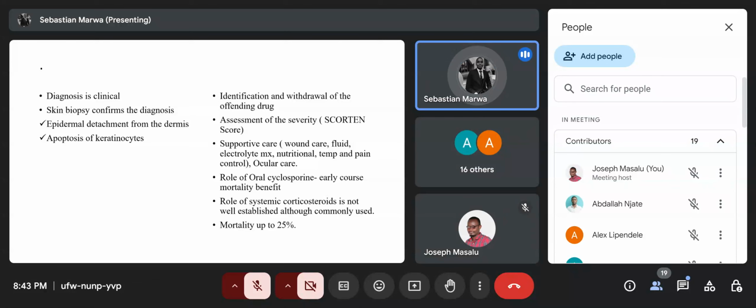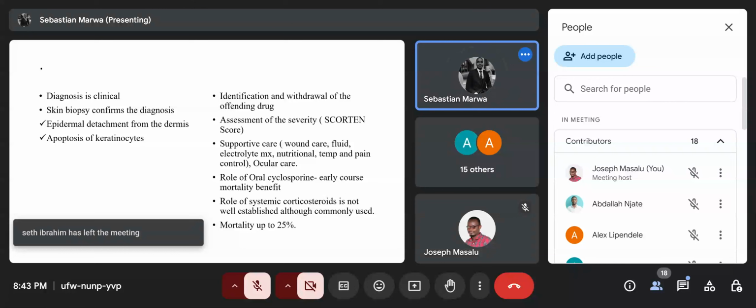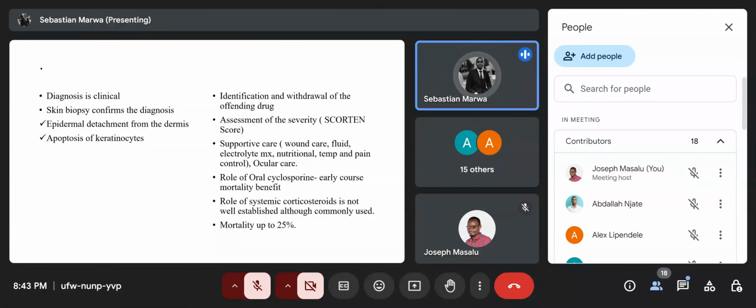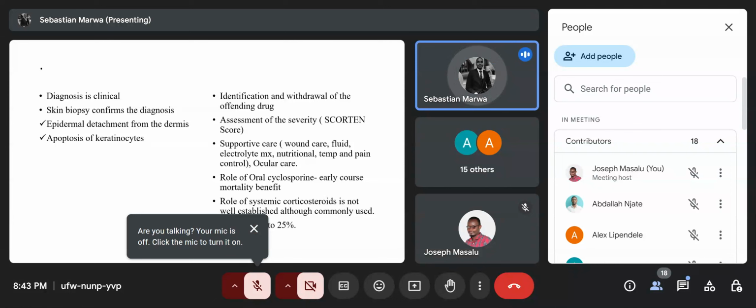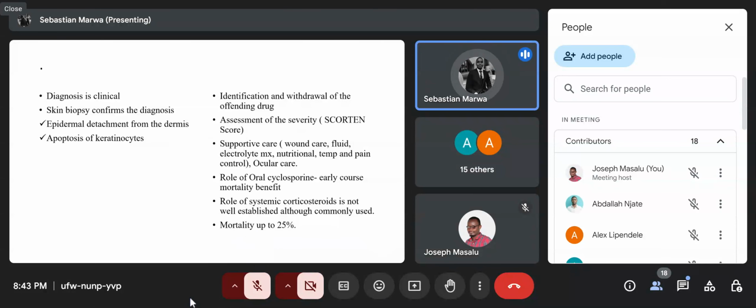Also, the mainstay of therapy is supportive care, that is wound care, so as to be able to reduce the risk of getting secondary bacterial infection, which has been shown to be one of the significant causes of mortality in patients with SJS/TEN.